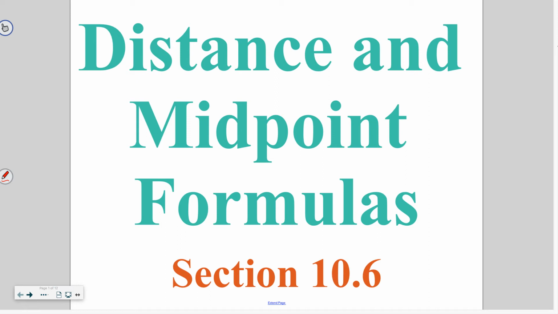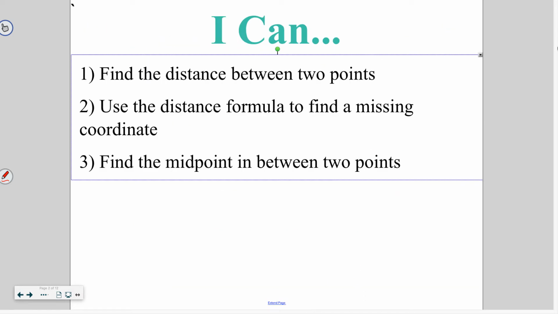Hello class and welcome to section 10.6, which is about the distance and midpoint formulas. By the end of today's lesson, you'll be able to find the distance between 2 points, use the distance formula to find a missing coordinate, and find the midpoint between 2 points.